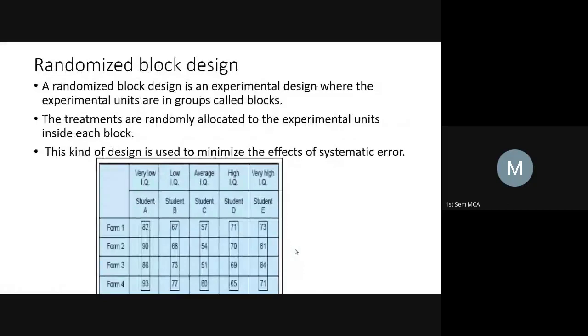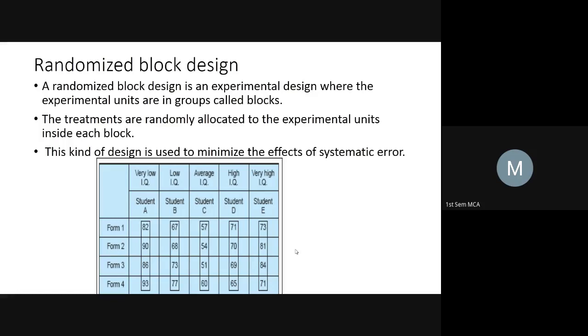Next is a randomized block design. Now, for the same experimental design, I will create various experimental units and group those experimental units into what are called blocks. So here I have got blocks called very low IQ, low IQ, average IQ, high IQ, and very high IQ.